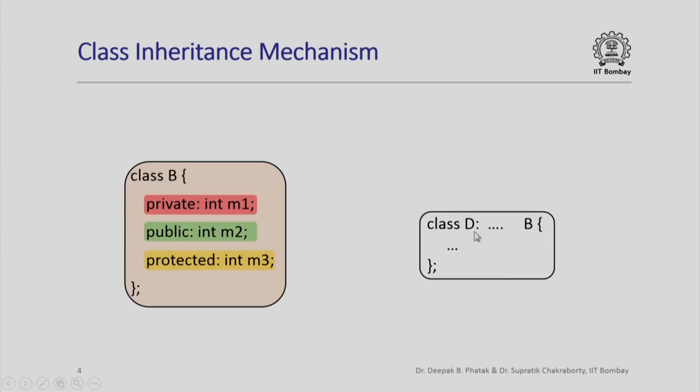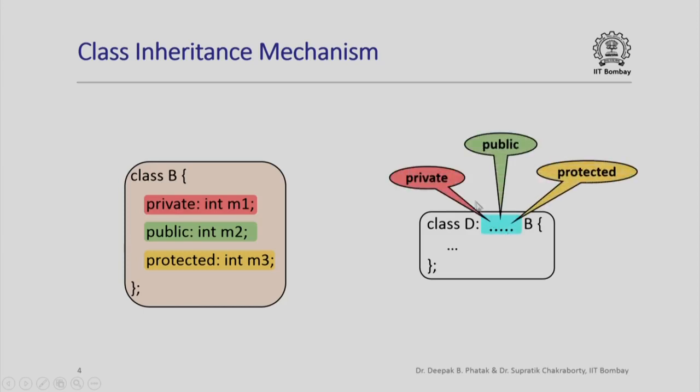Now I want to write a class D which is going to be derived from class B, and I want to specify here how this derivation should be, and in particular this derivation itself can be in one of three modes. It could be a private derivation, a public derivation or a protected derivation. So we have seen these three keywords which can appear within a class definition to represent access control of individual members of the class, and the same three keywords can also be used to denote how the derivation of a derived class must happen from the base class.